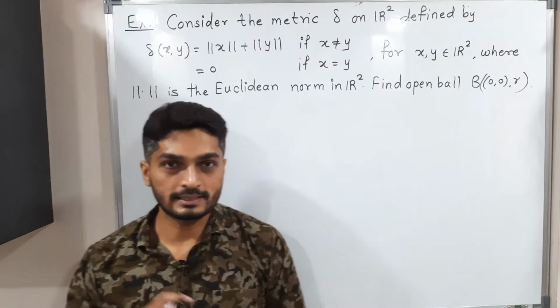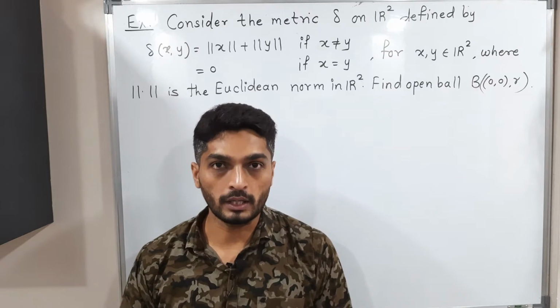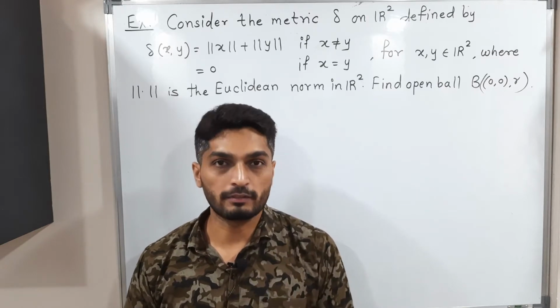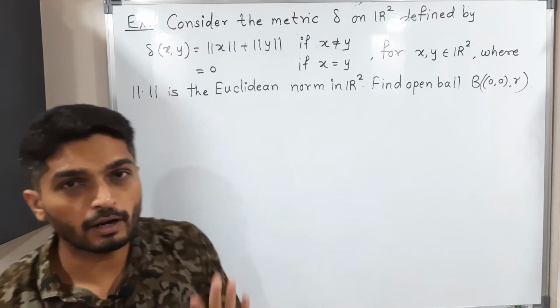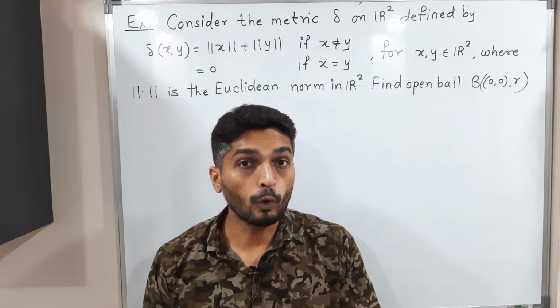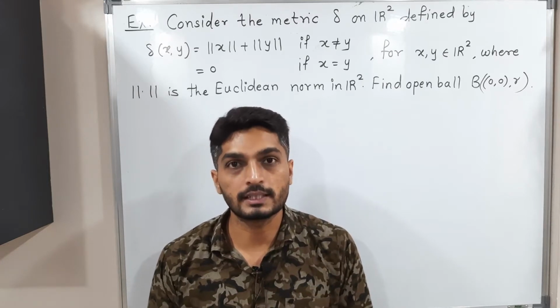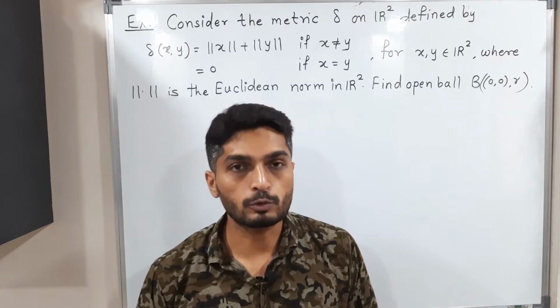Let us discuss this example. In this example, we have to find an open ball, okay? But the metric is a little bit different. So what is the metric they have mentioned? You can easily see here, this is delta of xy. That metric we have to follow, and we have to find the open ball in R2, since this is an example of R2. Okay, so let us follow the definition and try to solve this problem.